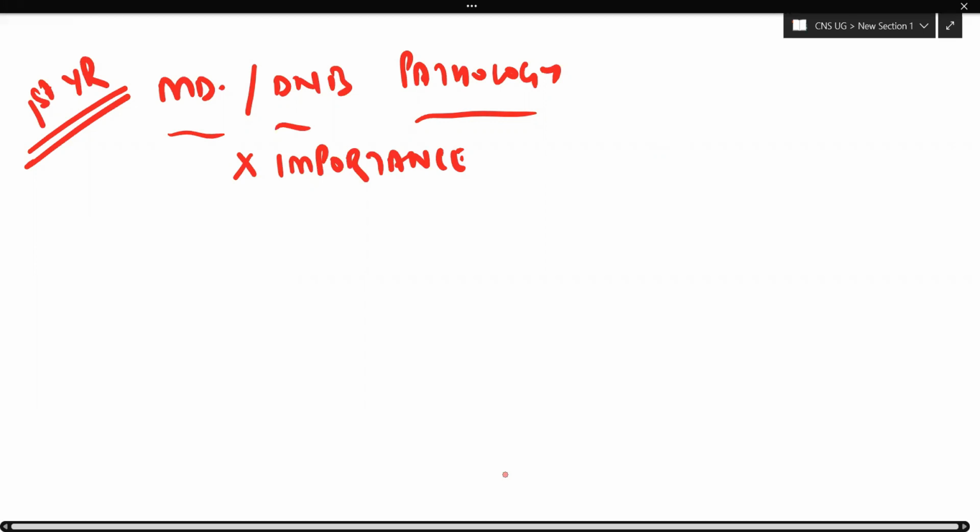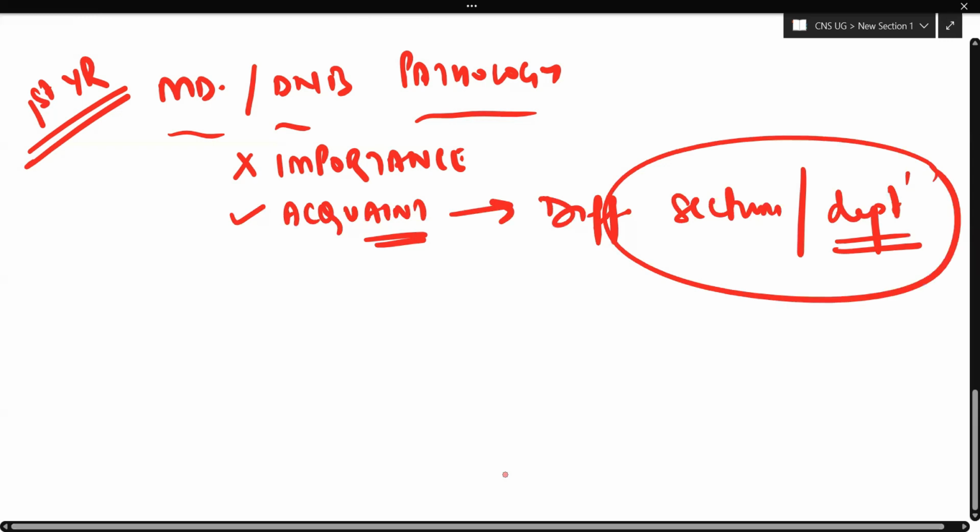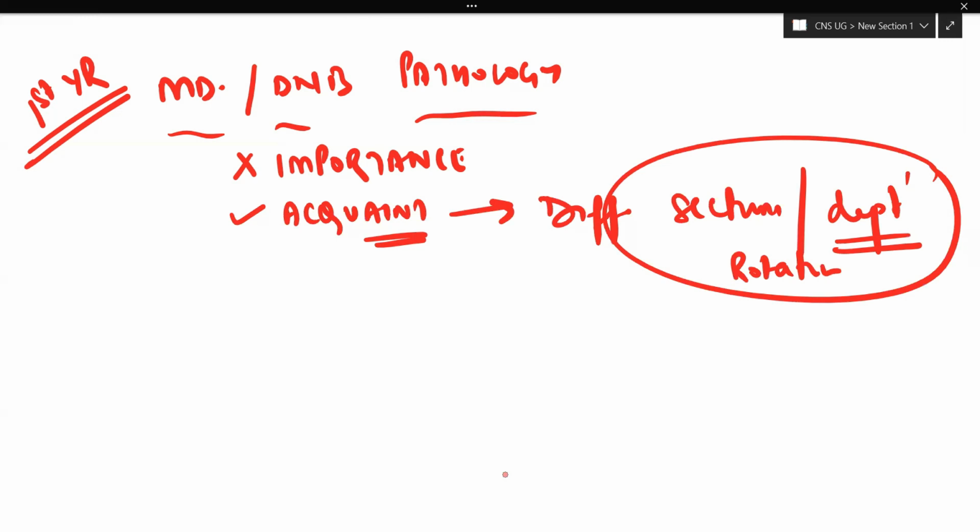No one doesn't understand this. It is also the time, the first year is also the time where you get to acquaint yourself with the different sections or the different departments, or the different portions or the different rotations. You have to get yourself acquainted with this.